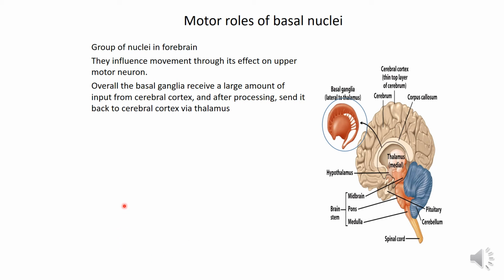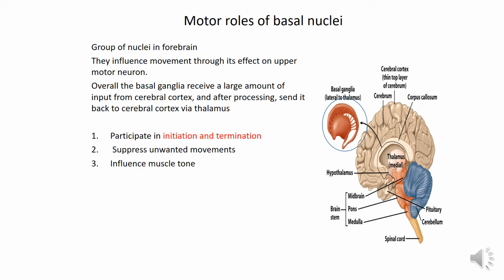And when they studied where is the first place in which we record action potential before the voluntary movement, we found that the action potential is firstly generated in the basal ganglia. So usually the basal ganglia is the first place we record action potential before the production of voluntary movement. It has an extensive circuit with the different sensory and motor areas of the cerebral cortex. They have a role in the transformation of thought into acts. So they participate in initiation and determination. They suppress unwanted movement. They influence the muscle tone.